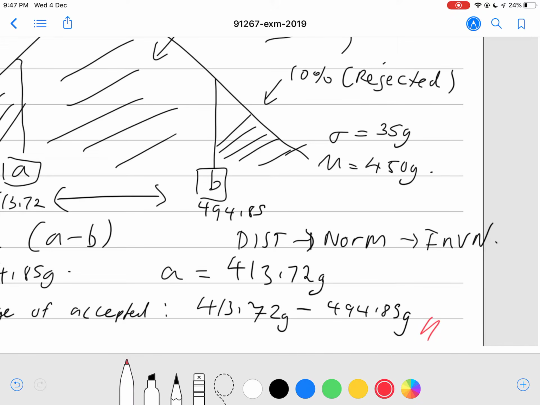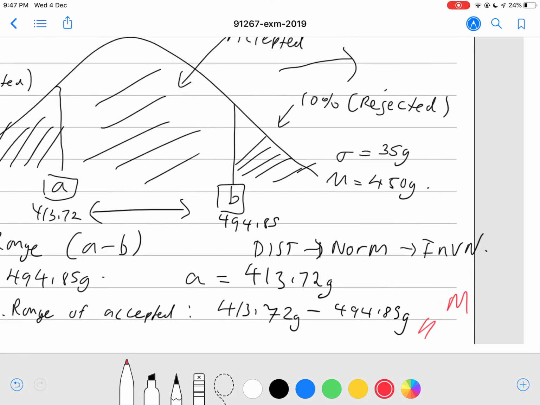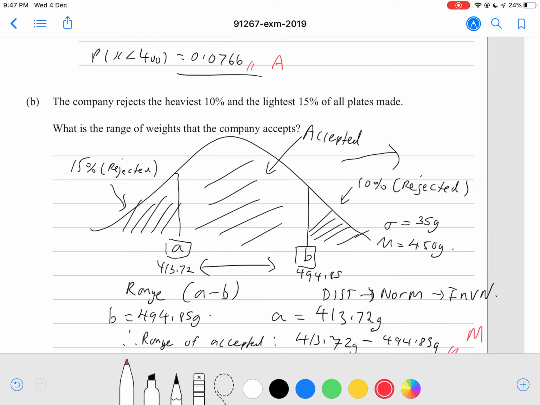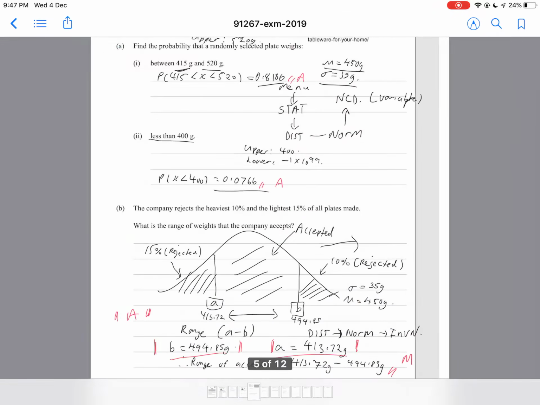This should be available for a merit level question. In terms of getting an achieved, I'm thinking if you find either the A value or the B value, either one of these should get you an achieved. So this is achieved, okay.